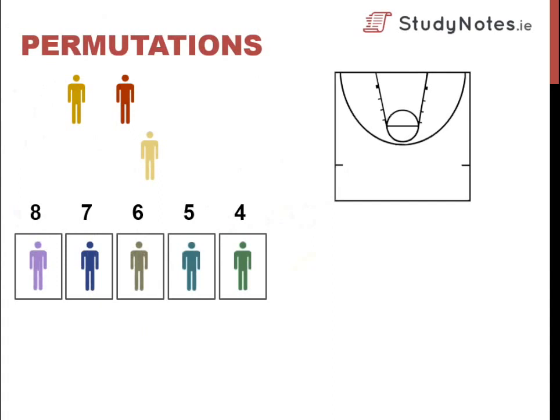Now, how do we calculate how many possible permutations we can have? Well, that's pretty straightforward. We just have to multiply 8 by 7 by 6 by 5 by 4, and keying that in a calculator, we work out that there are 6,720 permutations. So it's quite a large number, because we're not only considering all those players, but also all the positions that they could play.